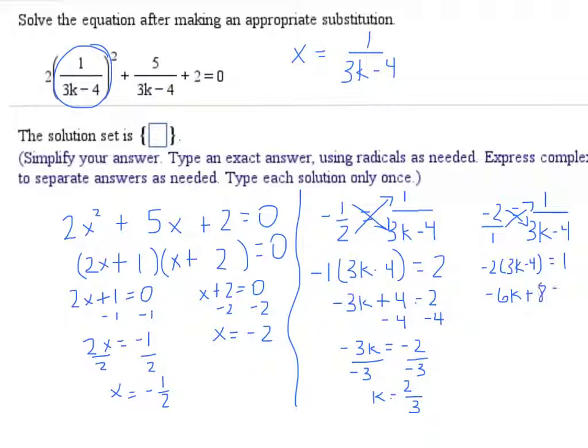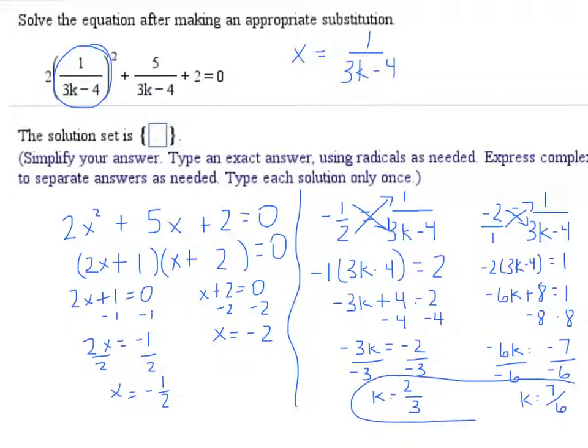So I'll distribute my negative 2 and solve. So I can subtract 8 from both sides. And negative 6k is equal to negative 8. Oh, not negative 8. It is 1 minus 8, so negative 7, and then divide by negative 6. So k would equal 7/6. So those are your two solutions for this one.